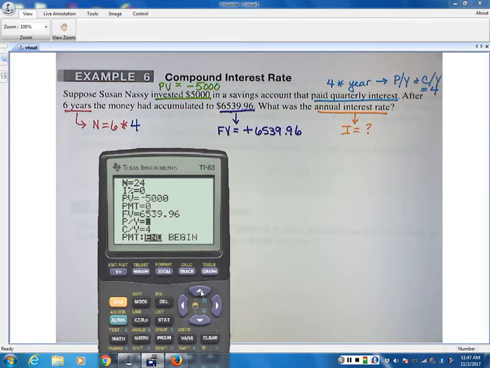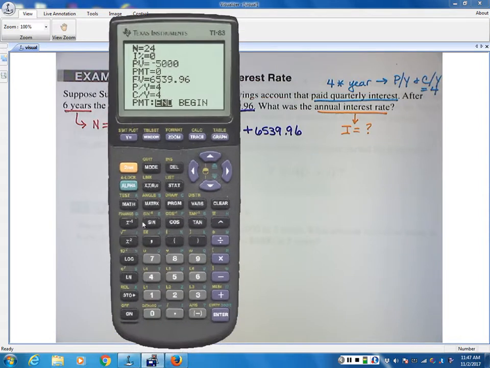Compoundings per year and payments per year is 4. Now, if I change that to 5, notice as soon as I move down, it changed C/Y to 5. So when you enter 4, it'll automatically adjust to make sure those are equal. They're always going to be equal. Then you take your cursor back up and put it on the interest rate, and you hit alpha, enter, and it says the interest rate was 4.5.